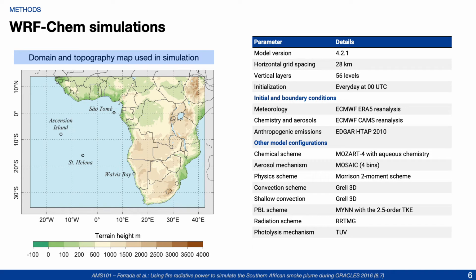We used WRF-Chem to conduct simulations for the domain that you see in the figure. It has a resolution of 28 kilometers and 56 vertical layers. We fed the model with two reanalysis products from the European Centre for Medium-Range Weather Forecasts: ERA5 reanalysis for meteorology, and CAMS reanalysis to account for chemistry and aerosols.